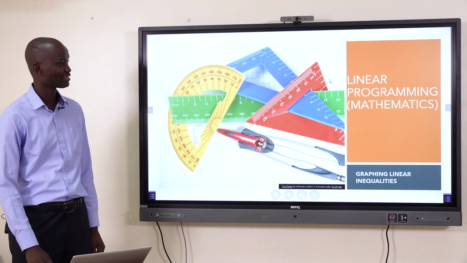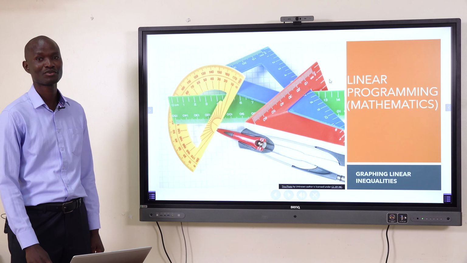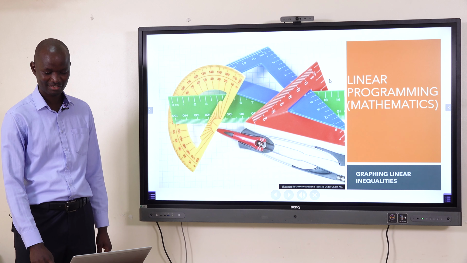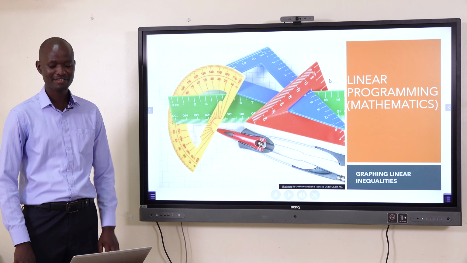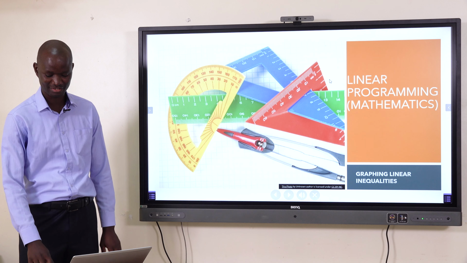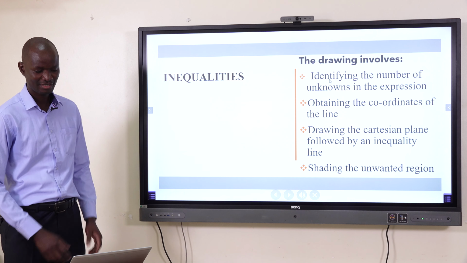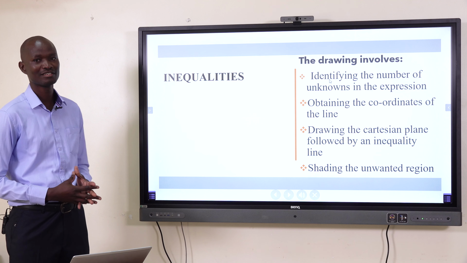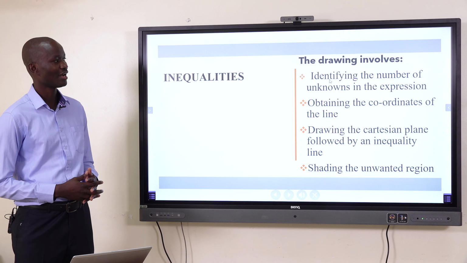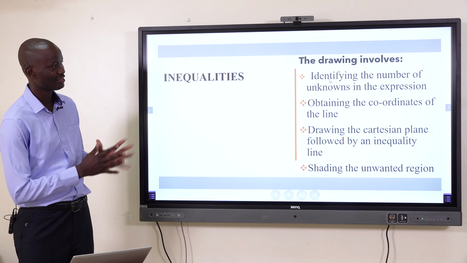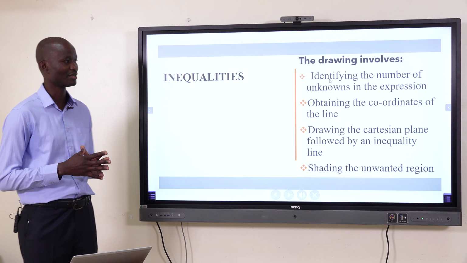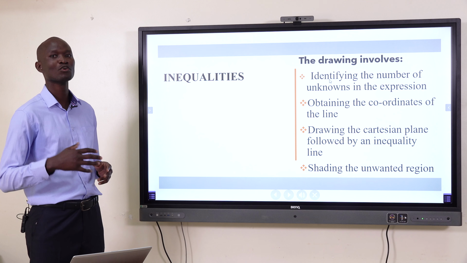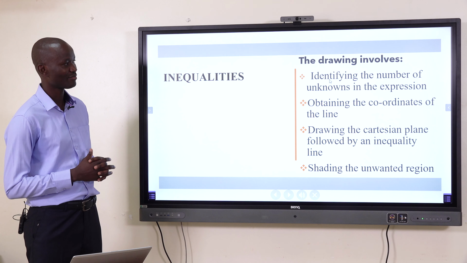We are in mathematics class, and today we are handling linear programming in mathematics, and specifically focusing on graphing of linear inequalities. Linear programming is a concept that is in Form 4, and there are various aspects or components of linear programming that a student must be able to understand before drawing the linear programming inequalities.